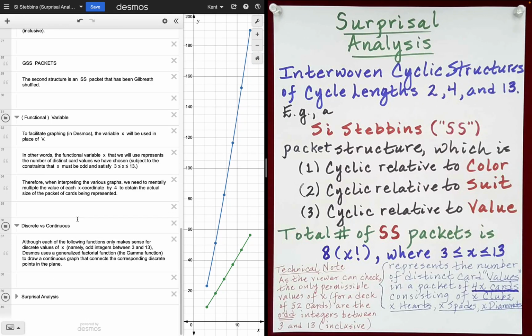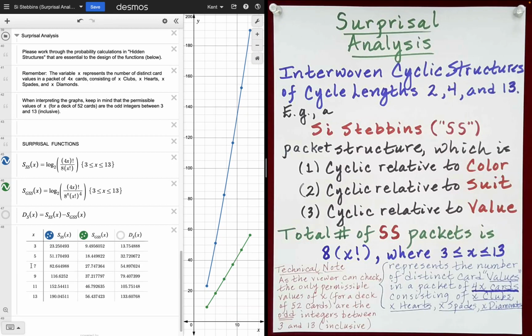Although each of the following functions only make sense for discrete values of x, namely odd integers between 3 and 13, Desmos uses a generalized factorial function, the gamma function, to draw a continuous graph that connects the corresponding discrete points in the plane. So let's go ahead and look at our Surprisal functions for Si Stebbins arrangements of the cards, as well as Gilbreath shuffled Si Stebbins arrangements of a packet of cards.